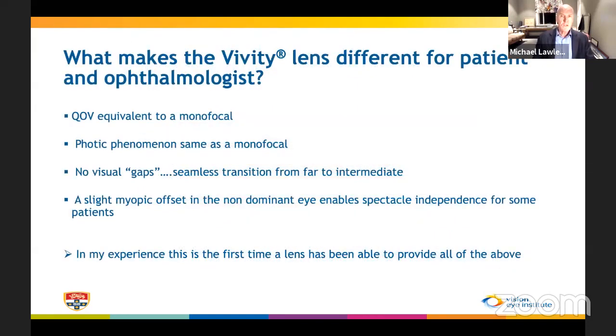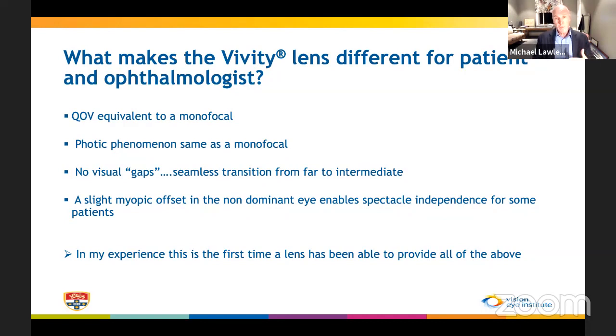And that's what makes this lens different for patients and for ophthalmologists. The quality of vision is equivalent to a monofocal. The photic phenomena are the same as a monofocal. That's in the FDA data. It's in the Vivity registry that's being done around the world. And that's certainly true in 18 months of practice with this lens that I've managed to have.